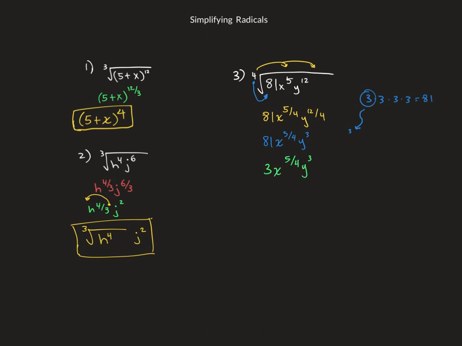Can that be simplified any further? No, it can't. And you can always bring that back into radical form, but all you would have to do is bring the denominator to the outside. So here's our final answer.